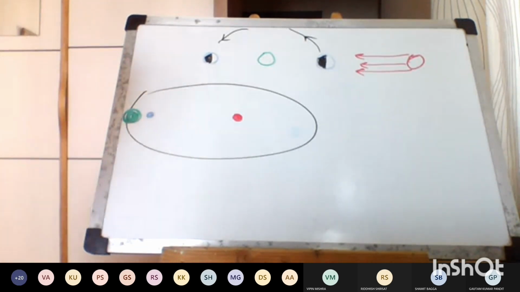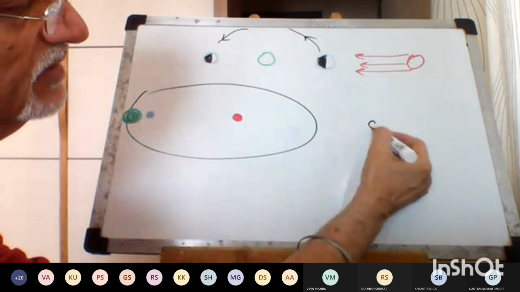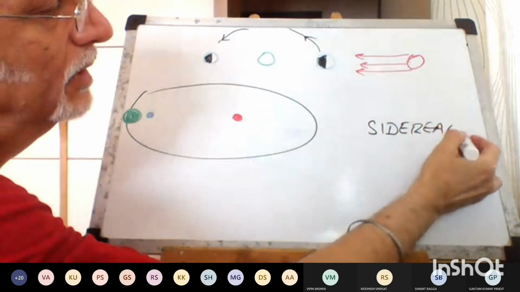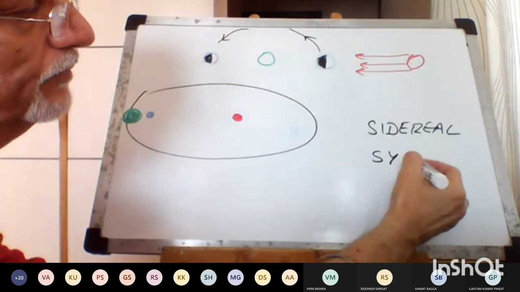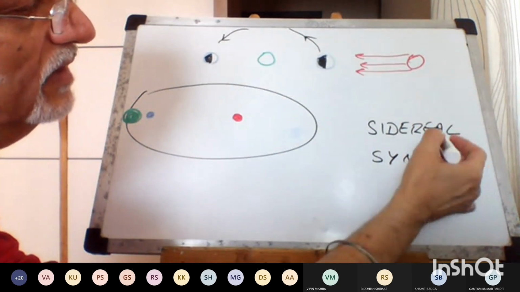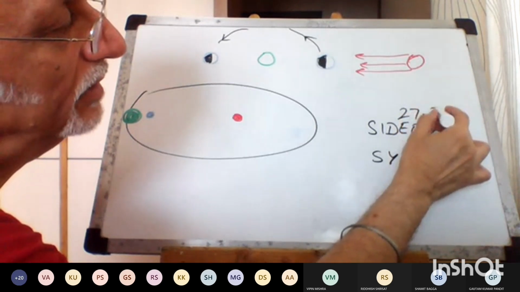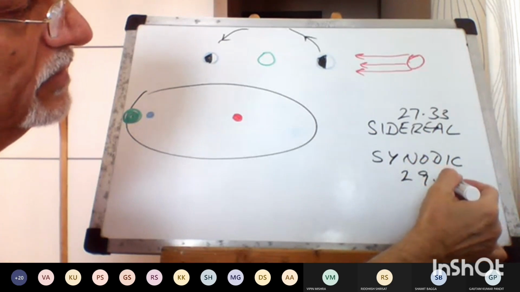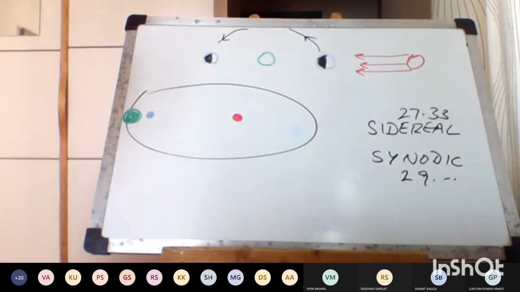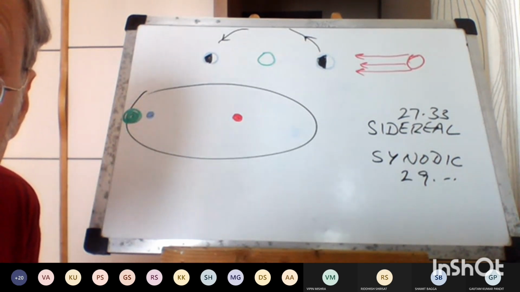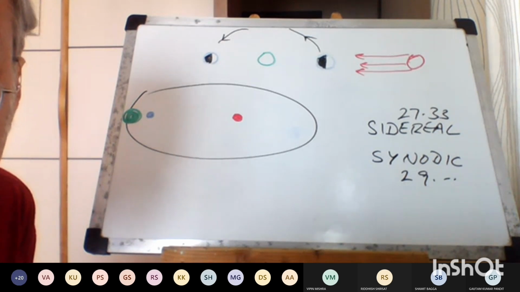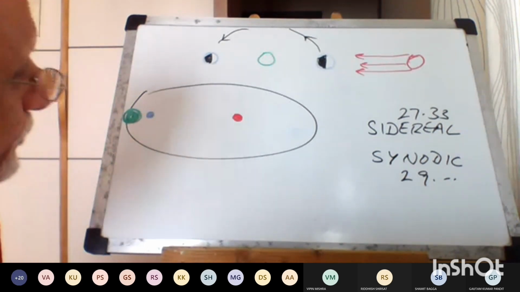There are two periods for the moon's rotation. One is the sidereal period, and one is the synodic. Sidereal period is, I think, 27.33 days and synodic is 29 point some days. You must know always that the sidereal periods are the correct periods of rotation. How? Let me explain to you.